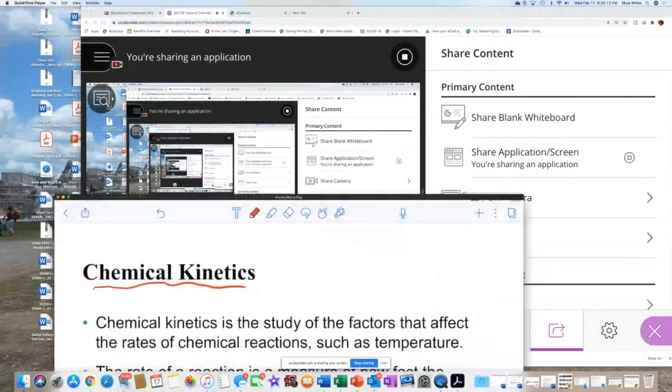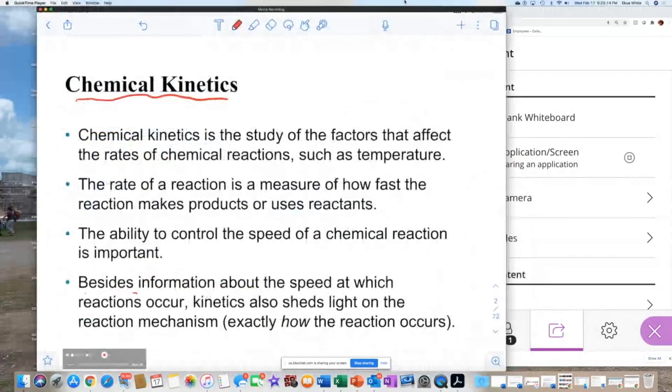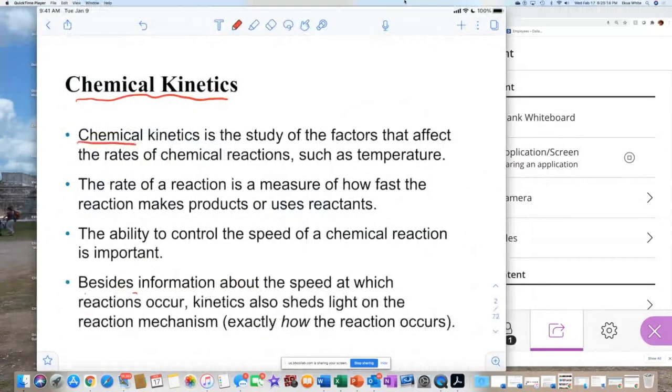Okay. So we're going straight into the lesson. Chemical kinetics is the study of the factors that affect the rate of chemical reactions, such as temperature. We will see later on that there's more than just one factor.